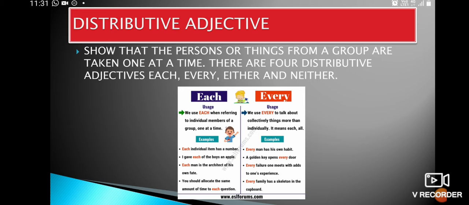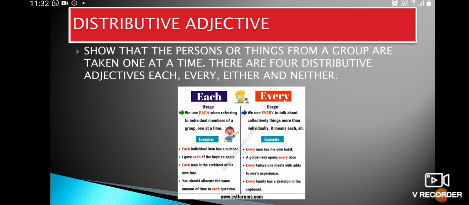We take the example of each and every. When we are referring to the individual members of a group, one at a time, we are talking about each individual in a group, then that is each. And when we are talking about all in a group, we will say every.